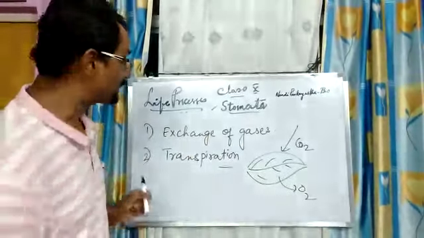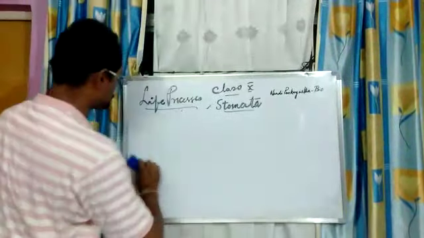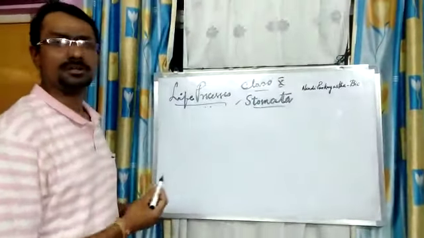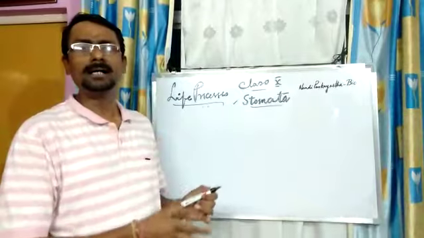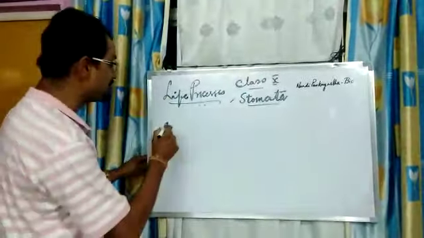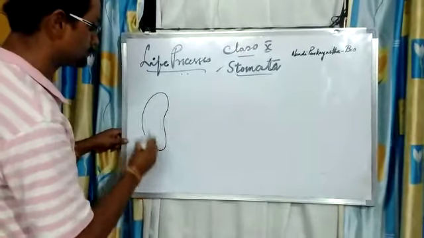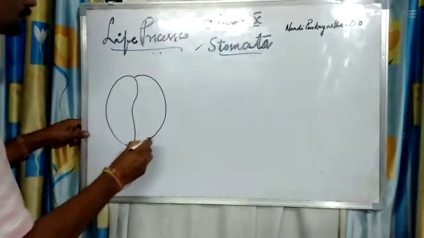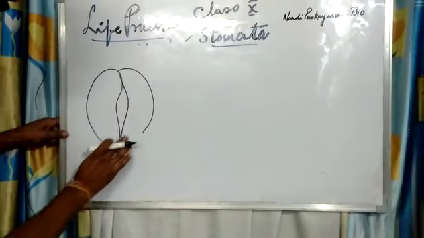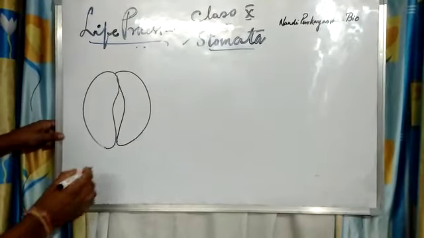Now let's go to the next part, that is the structure of the stomata. Stomata have many structures. They may be dumbbell shaped or rod shaped, and many vary. But in the majority of cases they have a kidney-shaped or bean-shaped structure like this.